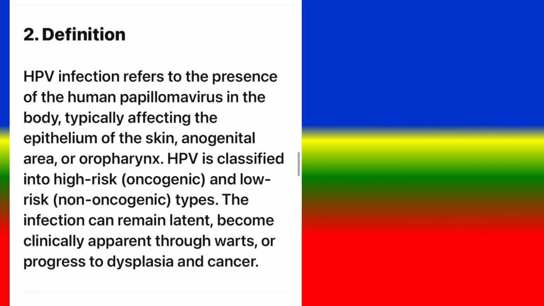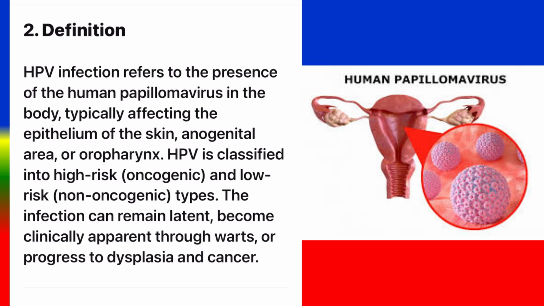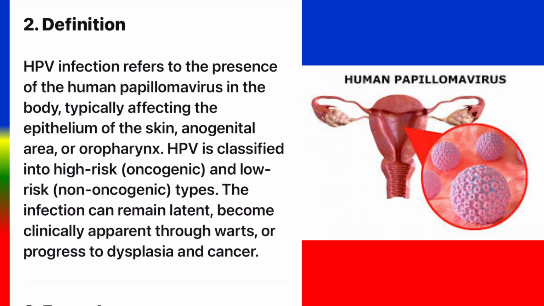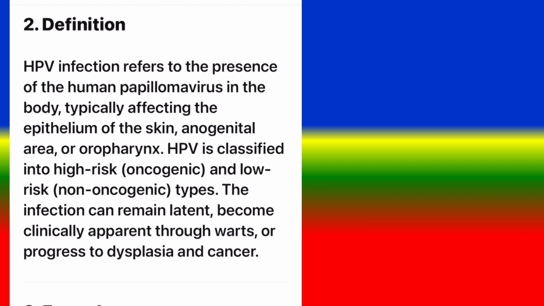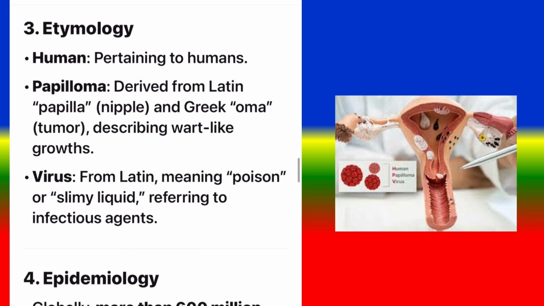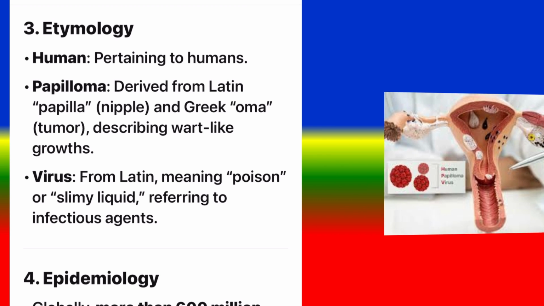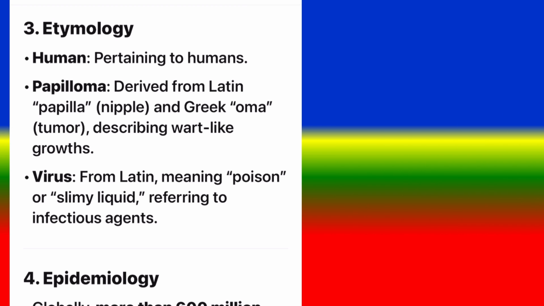2. Definition. HPV infection refers to the presence of the human papillomavirus in the body, typically affecting the epithelium of the skin, anogenital area, or oropharynx. HPV is classified into high-risk, oncogenic, and low-risk, non-oncogenic types. The infection can remain latent, become clinically apparent through warts, or progress to dysplasia and cancer. 3. Etymology. Human, pertaining to humans. Papilloma, derived from Latin papilla, nipple, and Greek oma, tumor, describing wart-like growths. Virus, from Latin meaning poison or slimy liquid, referring to infectious agents.